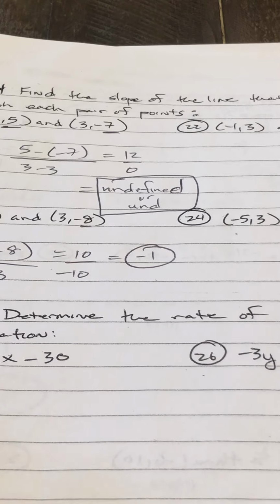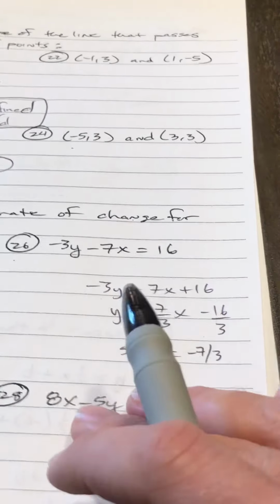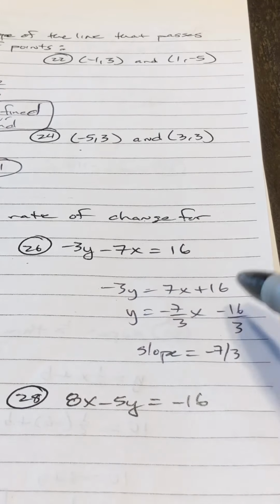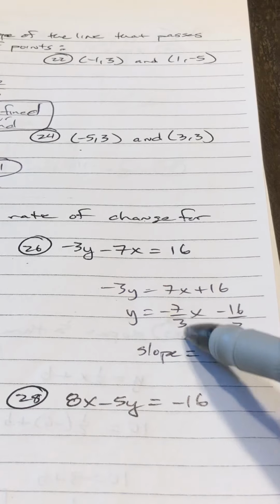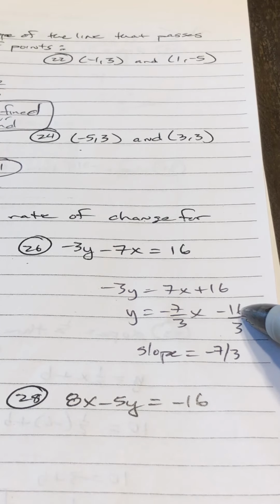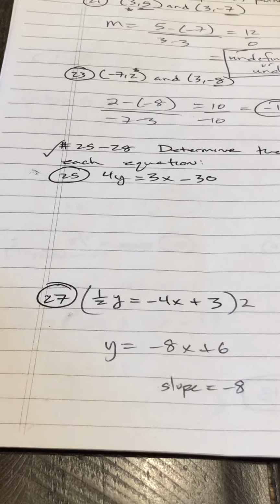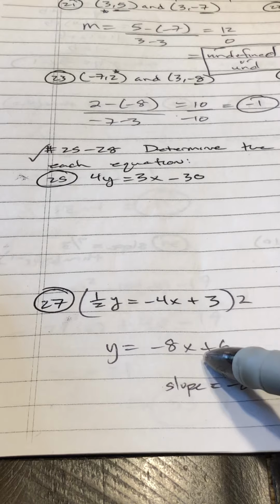Determine the rate of change, folks. That's a slope. So on your quiz, it might say determine the slope, and I'll give you an equation. So I'm going to add 7x to the other side. I'm going to divide by -3. I want to get this in slope-intercept form. That is the slope. I don't really care about the y-intercept. This is all I care about right here. Number 27, I'm going to double everything, and I literally have it in slope-intercept form now. The slope's -8.